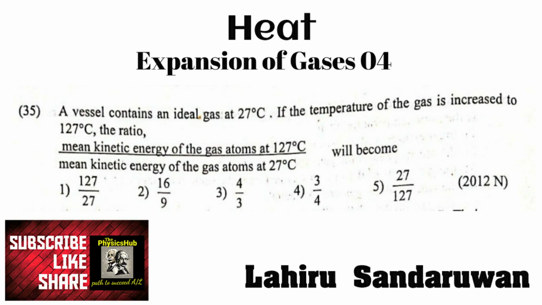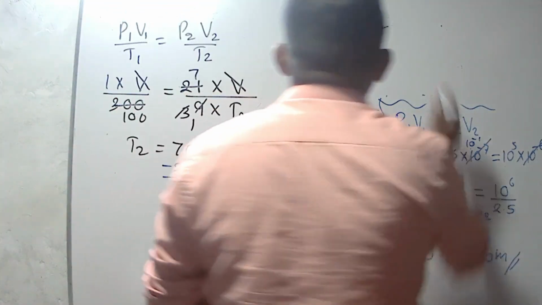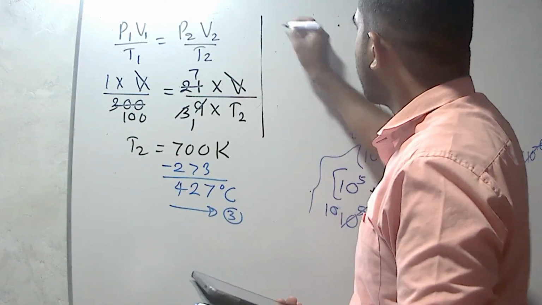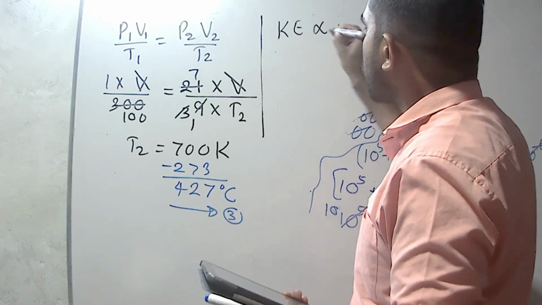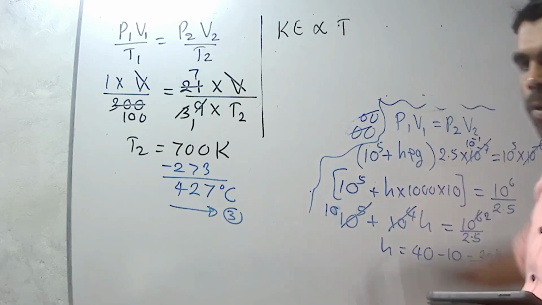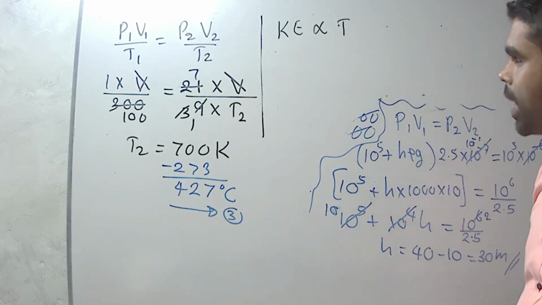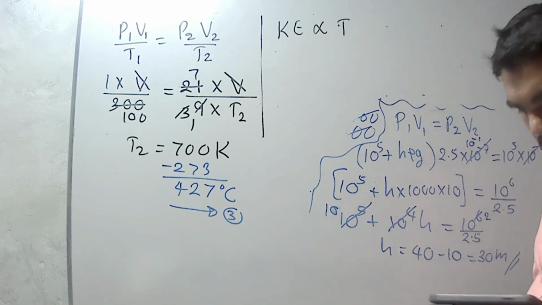A vessel containing an ideal gas at 27 degrees Celsius. If the temperature of the gas increases to 127 degrees, find the ratio of mean kinetic energy of gas atoms at 127 divided by mean kinetic energy of gas atoms at 27 degrees. We know that according to Boltzmann law, kinetic energy is directly proportional to absolute temperature. Therefore, when finding the ratio between kinetic energy, we can get the ratio between absolute temperature.